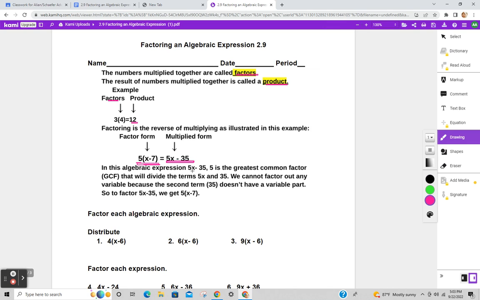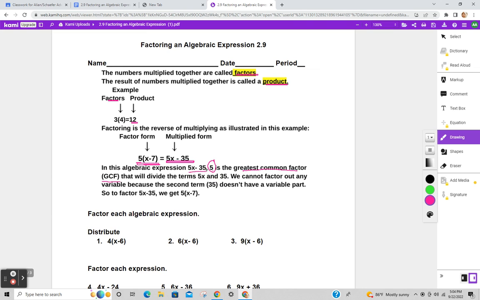When we're factoring algebraic expressions like this, we need to always look for the greatest common factor, GCF, which is 5 in this case, because 5 will divide out 5x and it will divide out 35. Sometimes the greatest common factor is a mixture of numbers and variables.